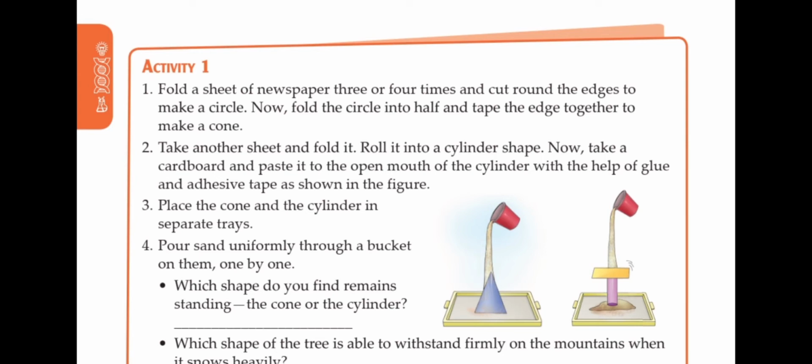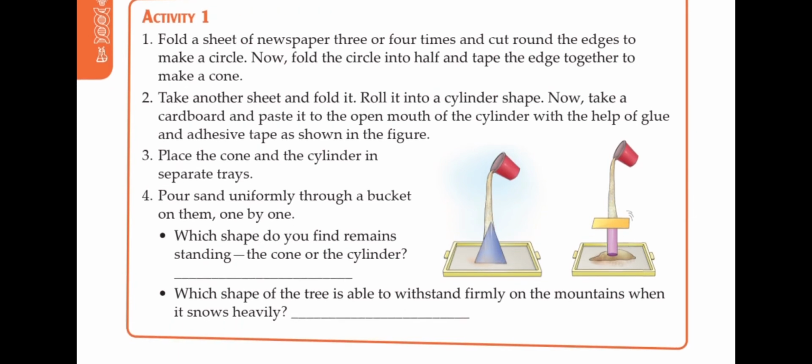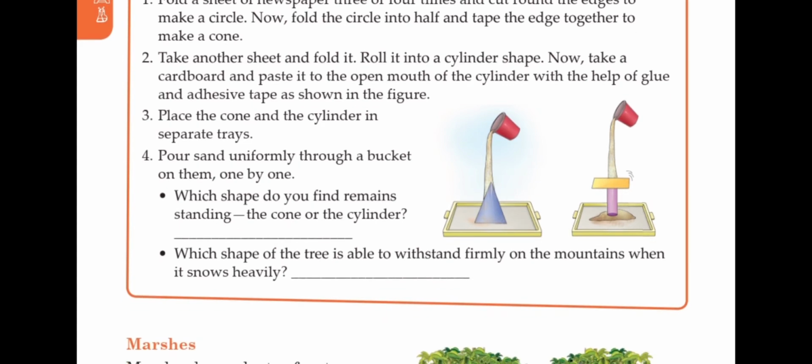Take another sheet and fold it, then roll it into a cylinder shape. Now take a cardboard and paste it to the open mouth of the cylinder with the help of glue and adhesive tape as shown in the figure. Place the cone and the cylinder in separate trays. Pour sand uniformly through a bucket on them one by one.